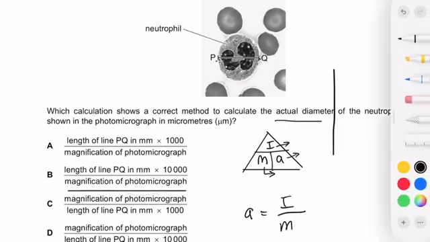So of course, the length of PQ, but you're going to measure it in millimeters, never in centimeters. So if one of the options here said centimeters, make sure to cancel that out because they don't accept centimeters in Cambridge. And in order to convert from millimeters to micrometers, which is what they want, you multiply by 1000. And if you want to convert from micrometers back to millimeters, make sure to divide by 1000. Therefore, the answer should be the length of the line PQ in millimeters times 1000 divided by the magnification of the photomicrograph.